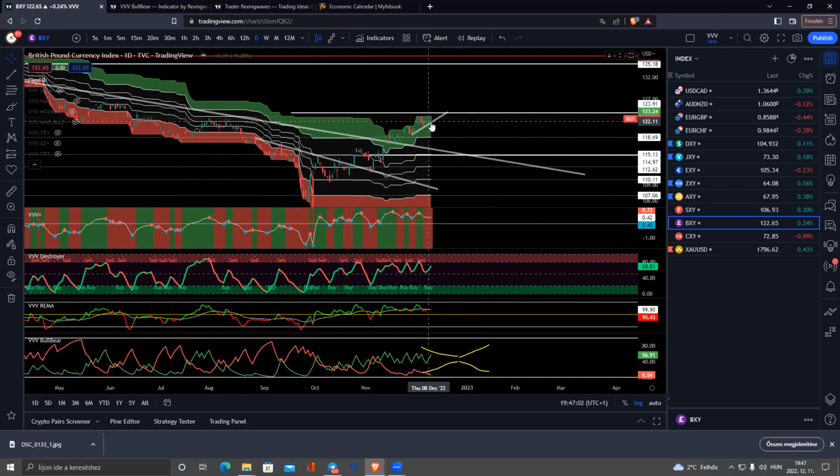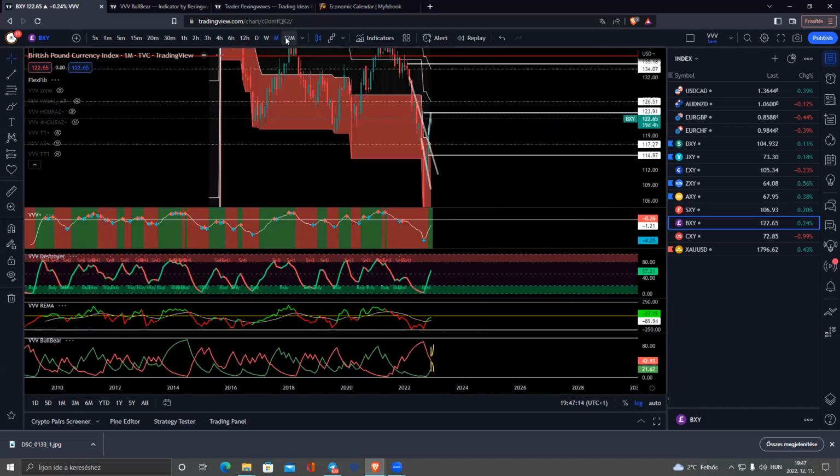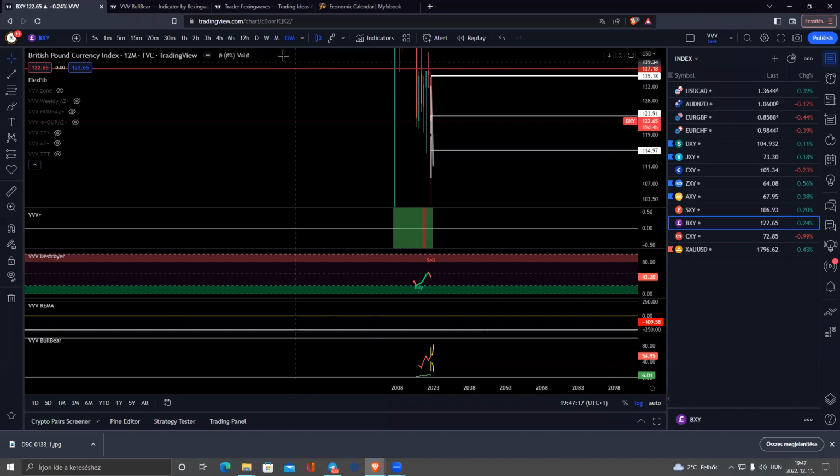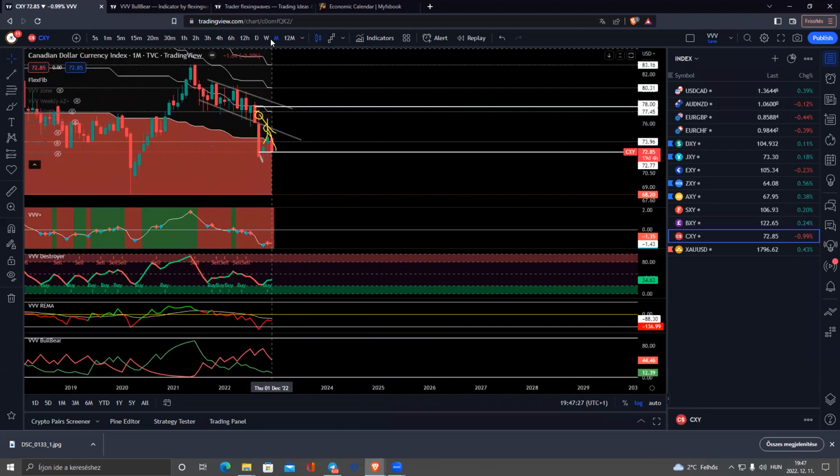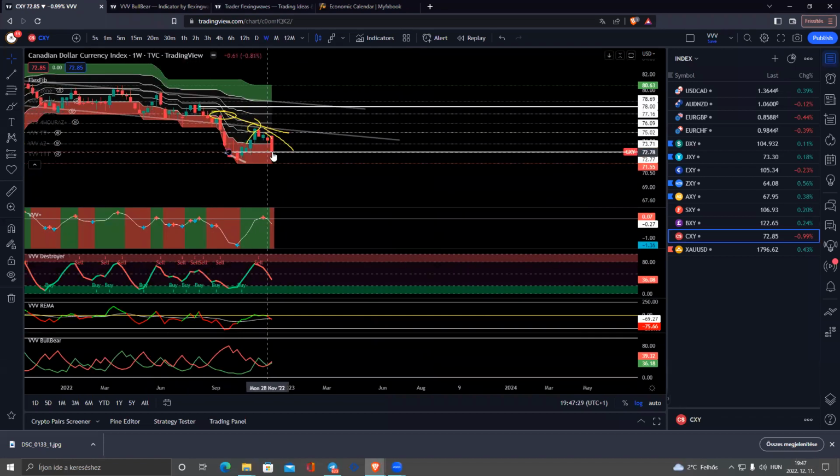This is hard to predict right now, but in my opinion we will see a bullish BXY, and they're going to get a push till the last days of the year. And then we got the CXY playing out, reaching my target zone.